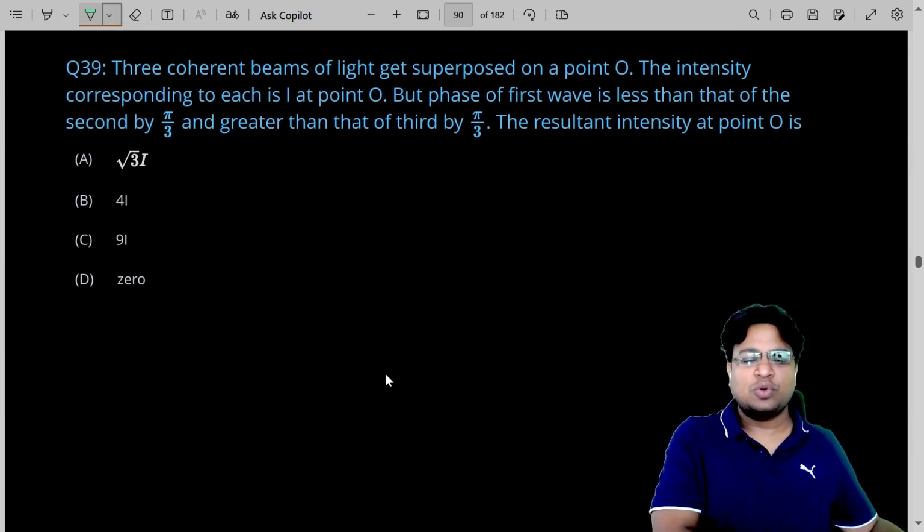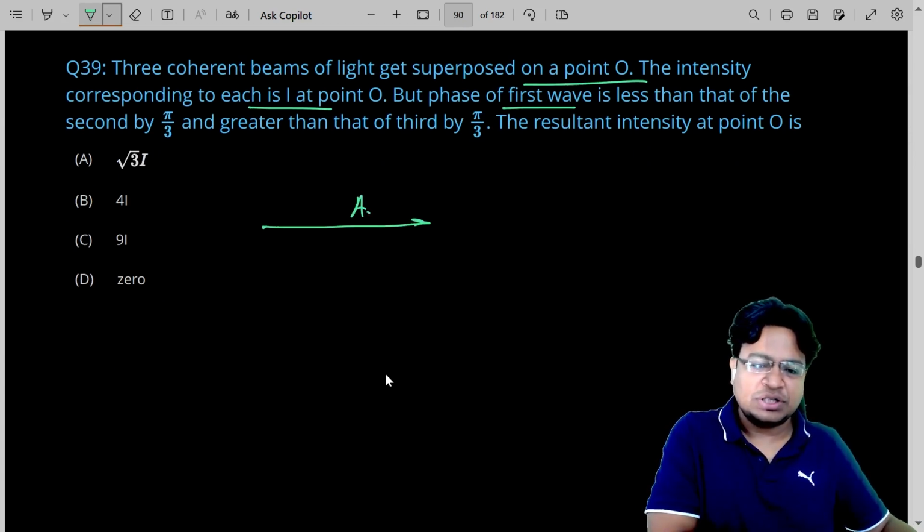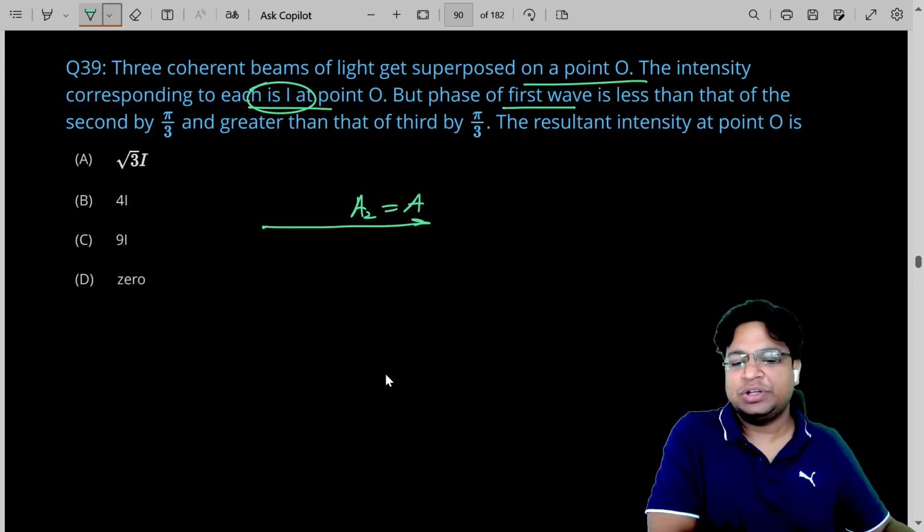So this question says three coherent beams of light get superimposed at point O. The intensity corresponding to each is I, but the phase of the first one is less than that of the second. So let this be the second one, let's say A2. Because all of them are producing the same intensity, their amplitudes need to be equal. So let A2 be equal to A. Now it says the phase of the first one is less than that.